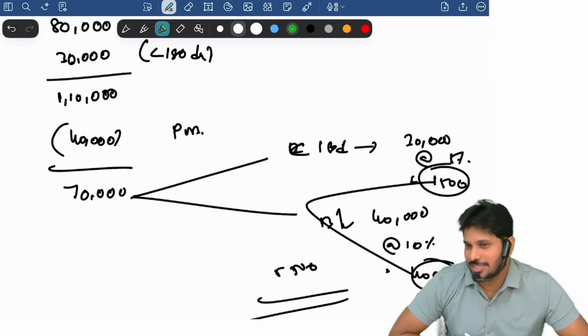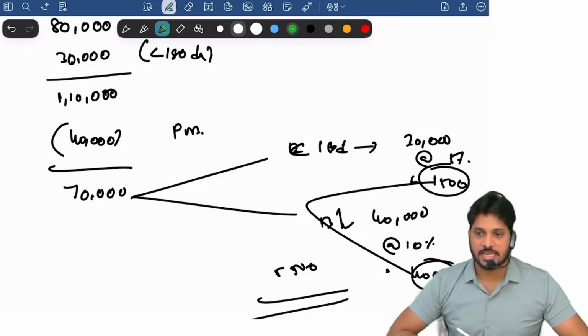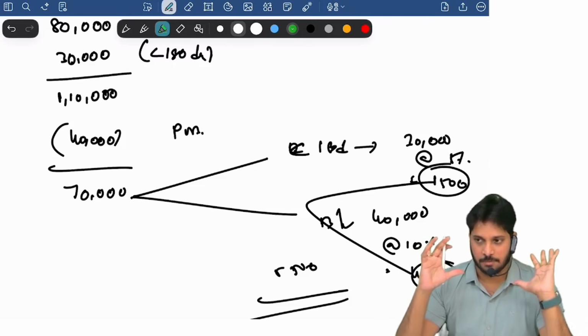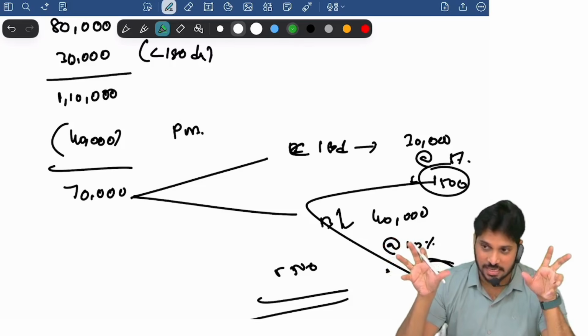No, that logic is not correct. The allocation should always be the same. For assets used less than 180 days, we should calculate depreciation for that, and the balance figure will be calculated for opening.